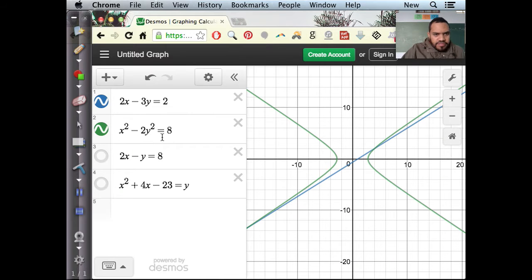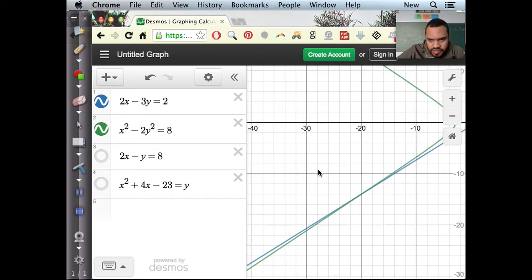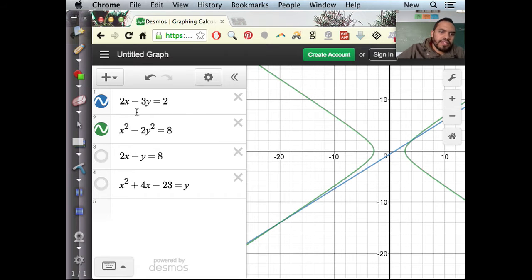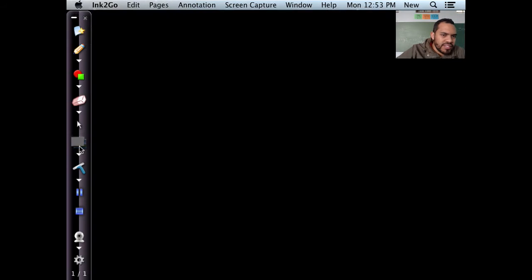where we need to solve simultaneously 2x minus 3y equals 2 and x squared minus 2y squared equals 8. When we look at these two equations, these graphs are graphed here, and the points of intersection are basically the solutions. Very clearly you can identify from here that one of the solutions was 4 and 2, and the other one was negative 20 and negative 14. So we know what the solution should look like, so we're going to try and solve that.